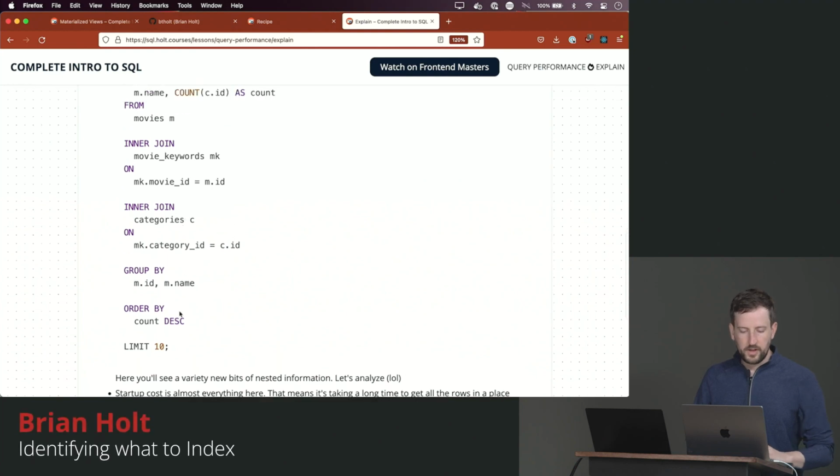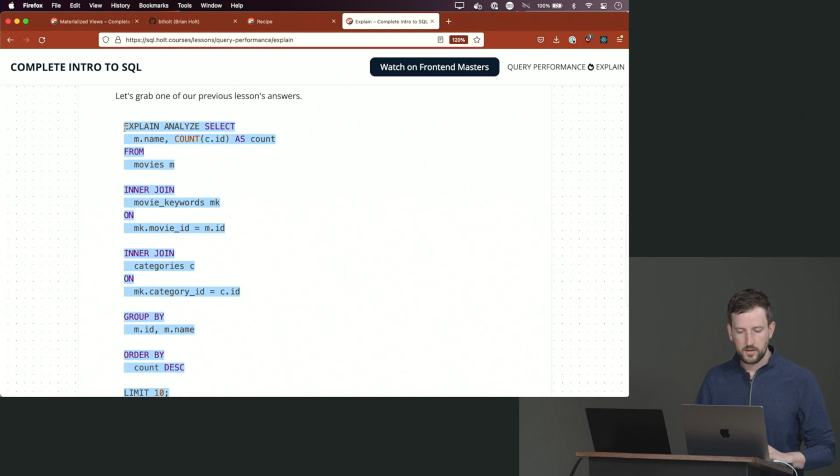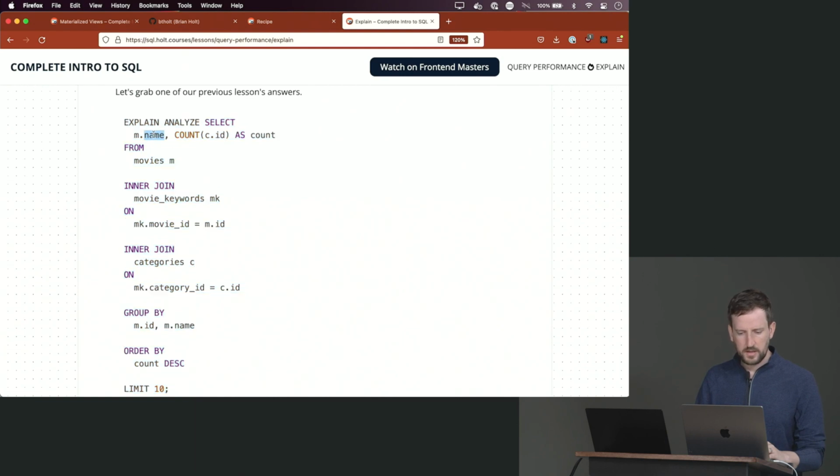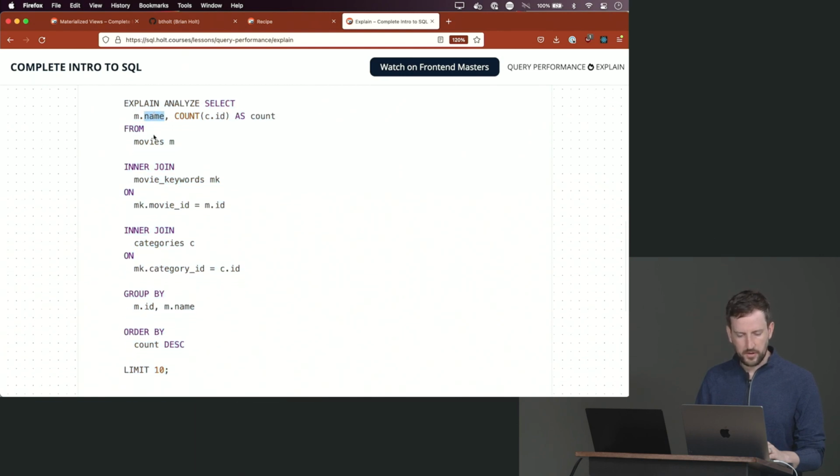So I just wanted you to see a much more complicated query. I'm trying to remember what this one is. This might be one of the answers to one of the previous ones. Yeah, this is the movies with the most categories, I think. So let's do an explain analyze on this, because this is obviously going to do a lot more.